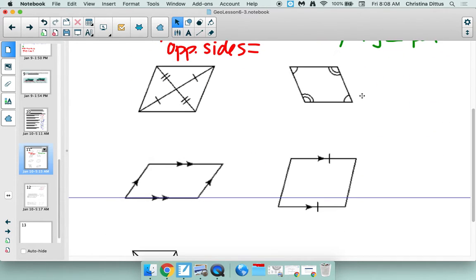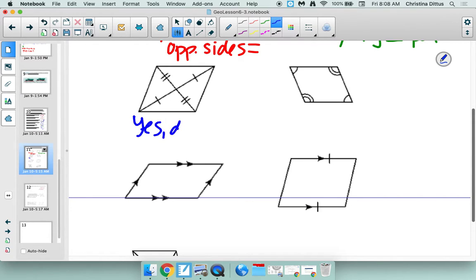How about this one on the left? Yeah, why? Diagonals do what? Bisect each other. What if I just had one of them? No, you need both. You need both diagonals to bisect each other.